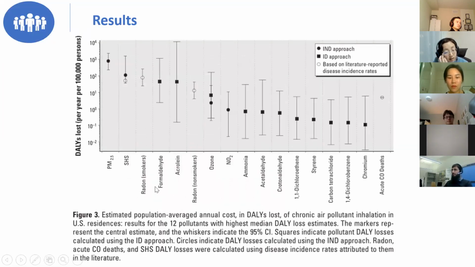And then the third chart combines either organic or inorganic compounds together. So you're going to see, if they calculate the estimated population average annual cost in DALYs lost, PM2.5 still ranked first, and then secondhand smoke, radon, formaldehyde, acrolein, and radon. Okay, this is for non-smokers. The first radon is for smokers, and then ozone, NO2, followed by other organic compounds.